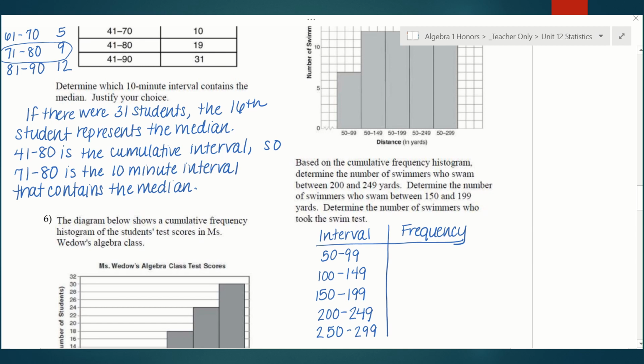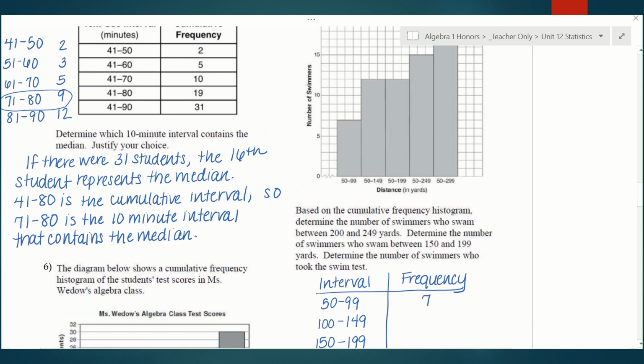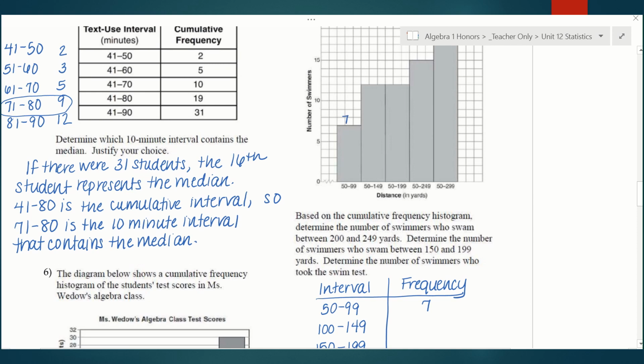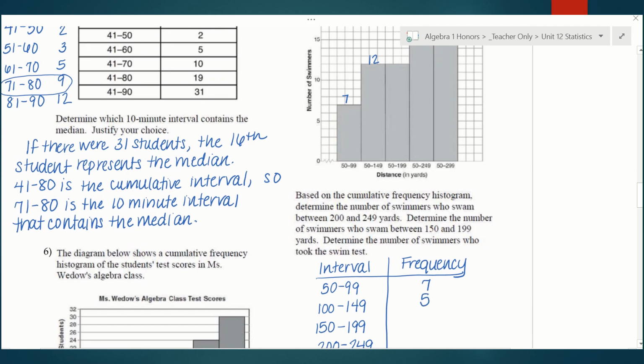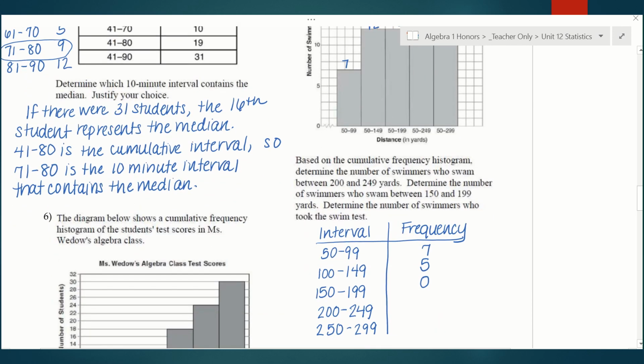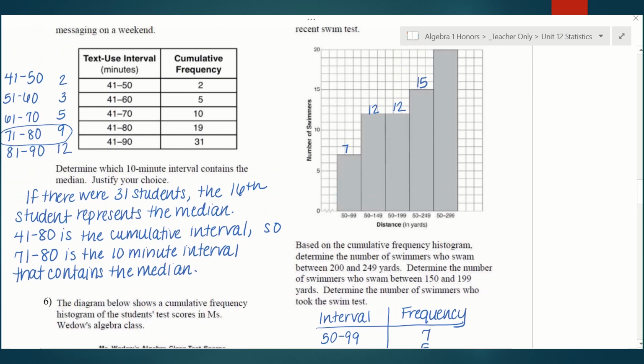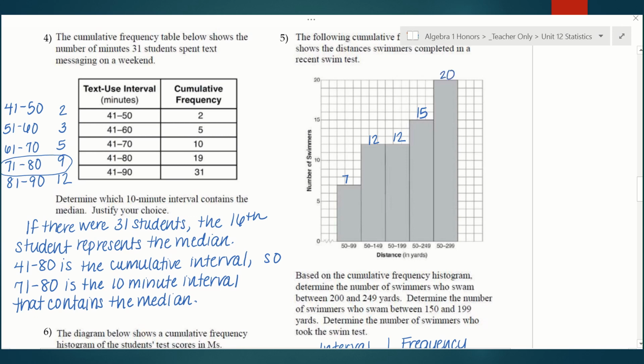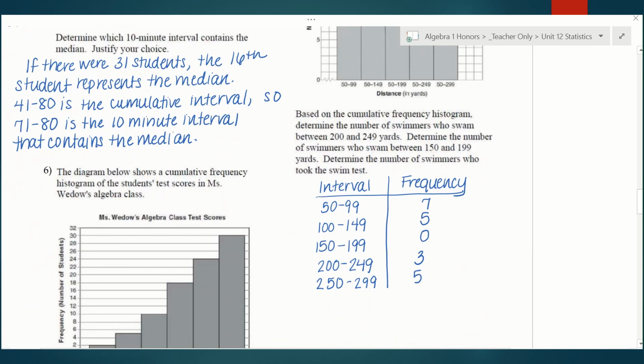It shows that the interval from 50 to 99 has 7 people, 7 swimmers. The next one has 12, and so that means that there must have been 5 in this second interval. The next one is also 12, which means there were 0 in the next interval. Then it goes up to 15, which means there were 3 in this interval. And then it goes up to 20, which means there were 5 in this last interval.